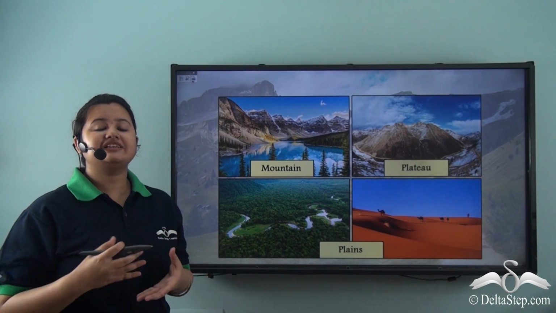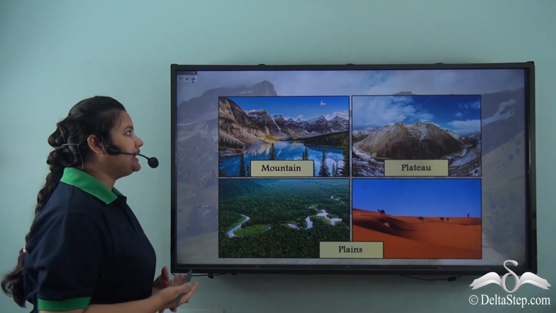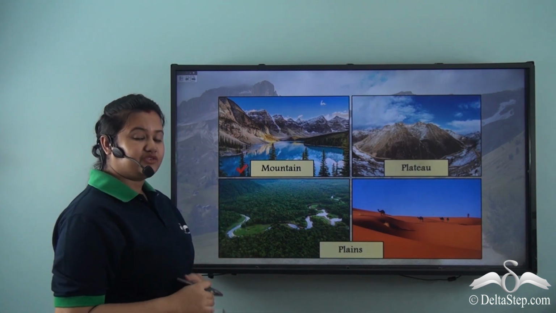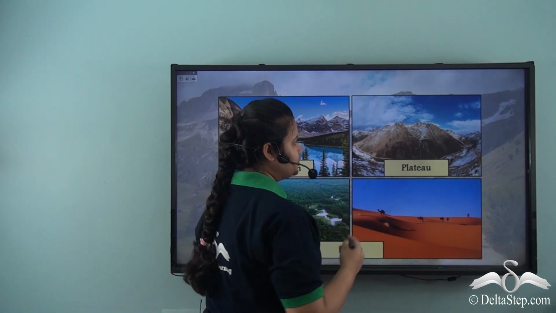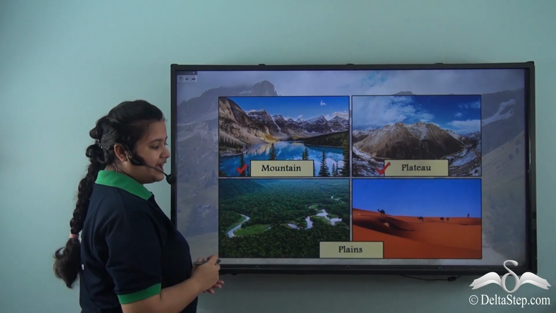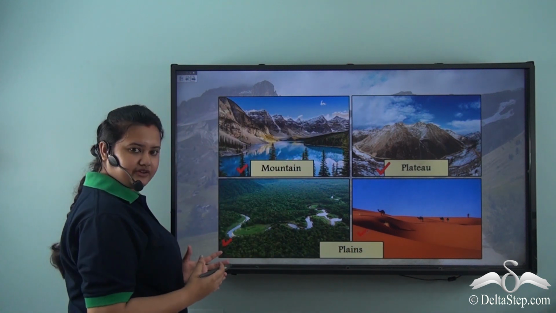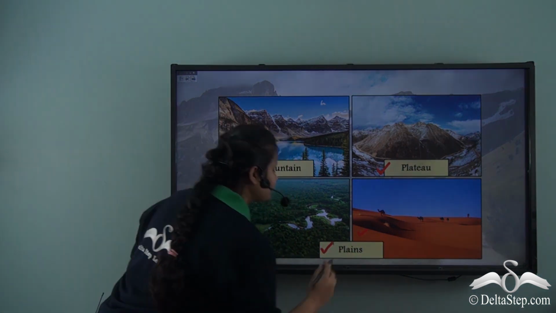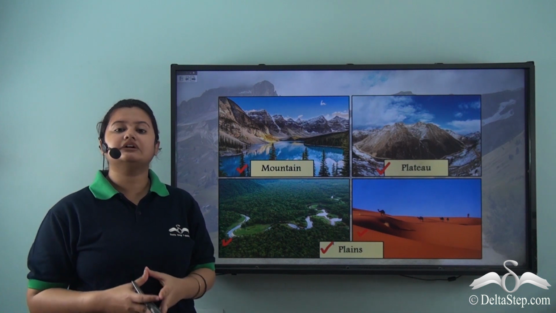So, in the previous examples, we have studied different types of landforms. Like, see, this is the picture of Rockies mountains. So, Rockies is a mountain which is a type of landform. Next, here we have Tibetan Plateau. Tibetan Plateau is a plateau or a highland. And then here we have the picture of Amazon rainforest and Sahara Desert. Now, Amazon rainforest and Sahara Desert are different types of plains. So, these different types of landforms are present on the Earth's surface.